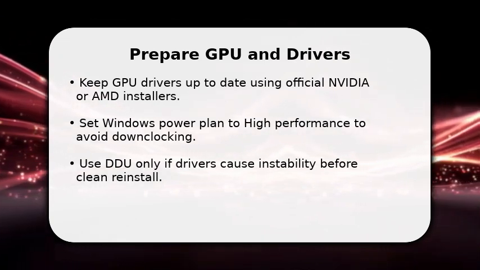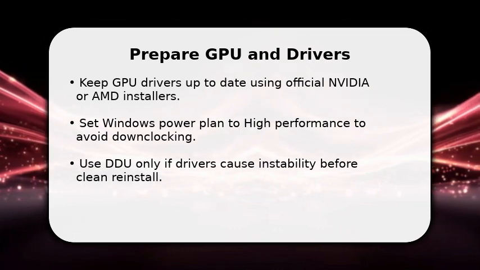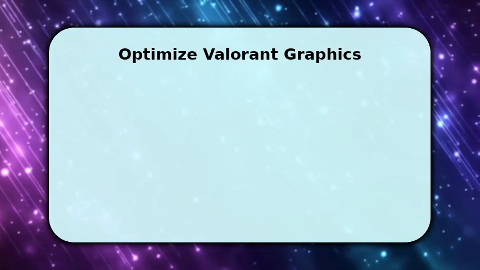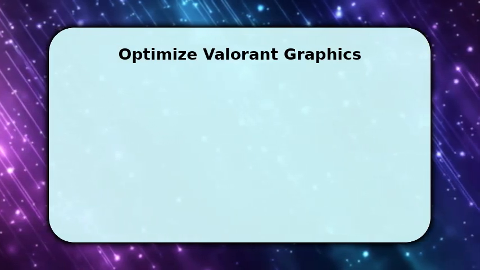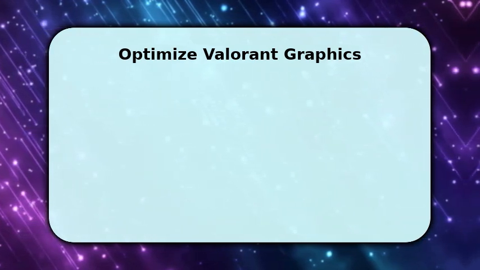Open Valorant settings and change graphics for consistent FPS during play. Set render scale to 90% or 85% to increase frames with minimal visual loss. Disable VSync to reduce input lag and instead set an FPS cap for stability.